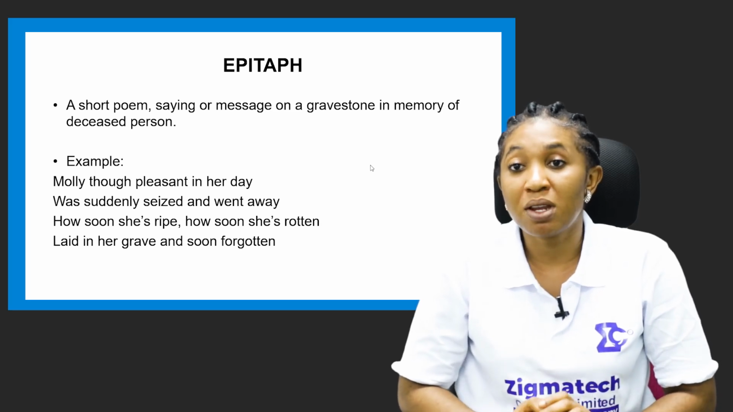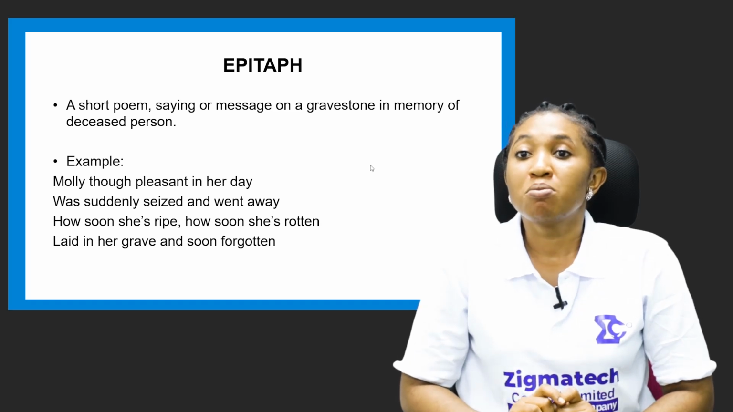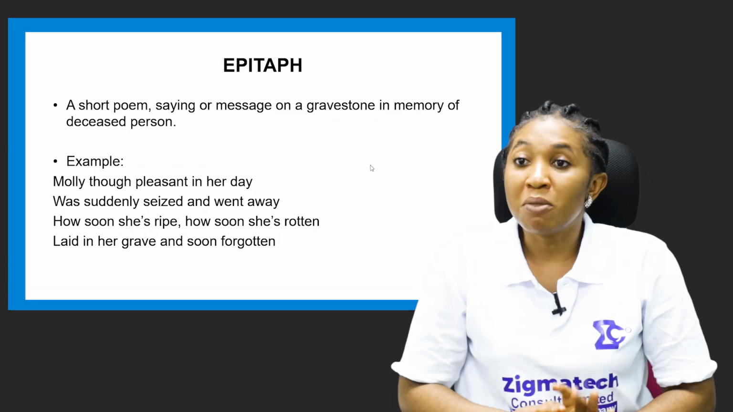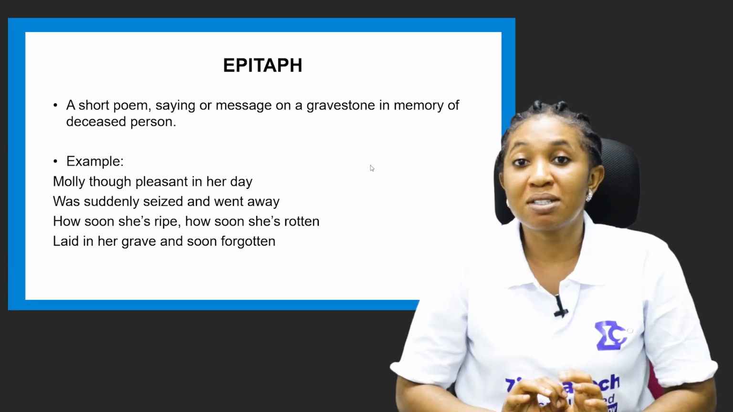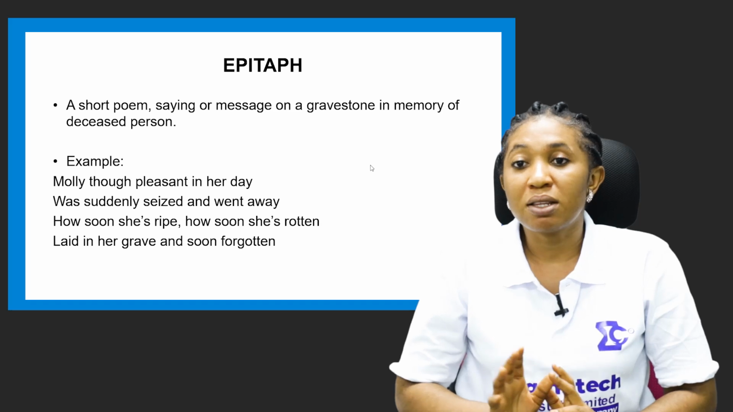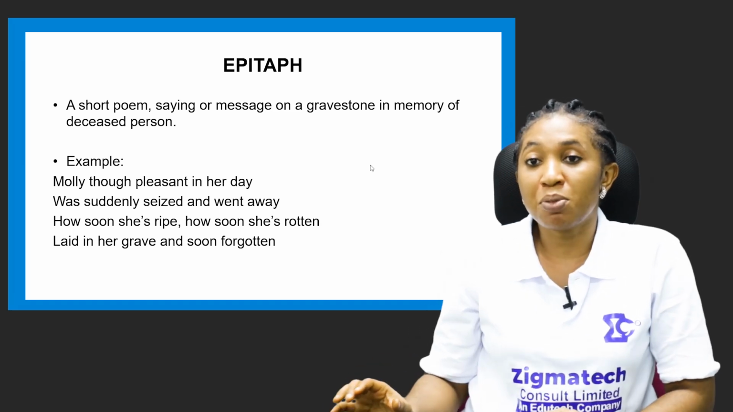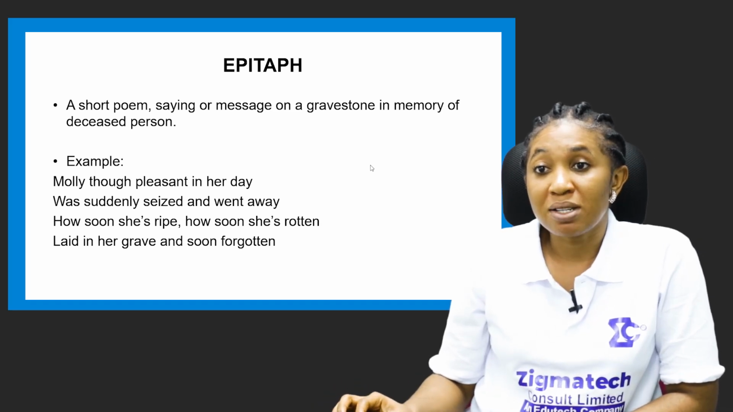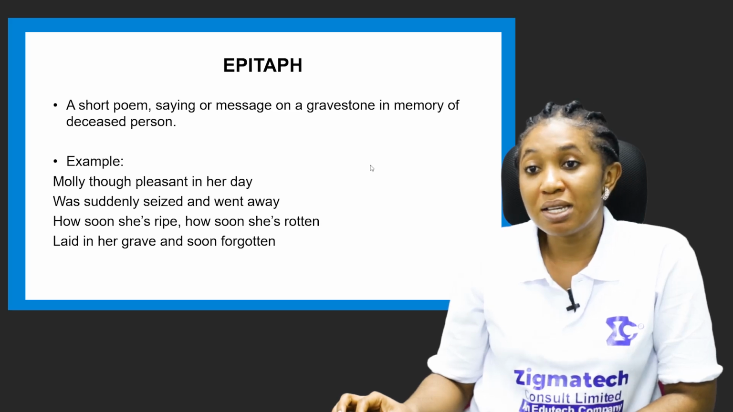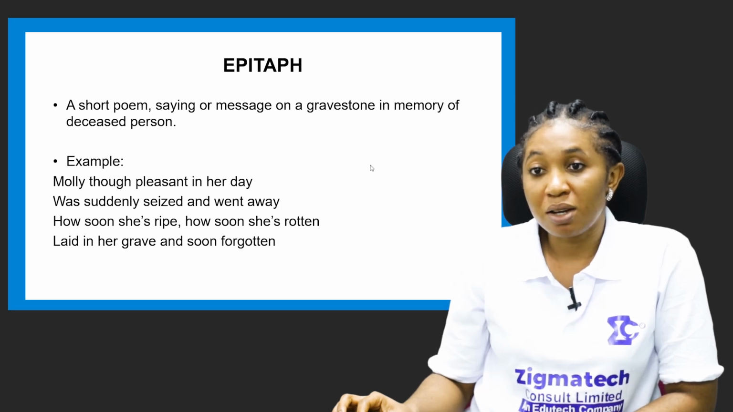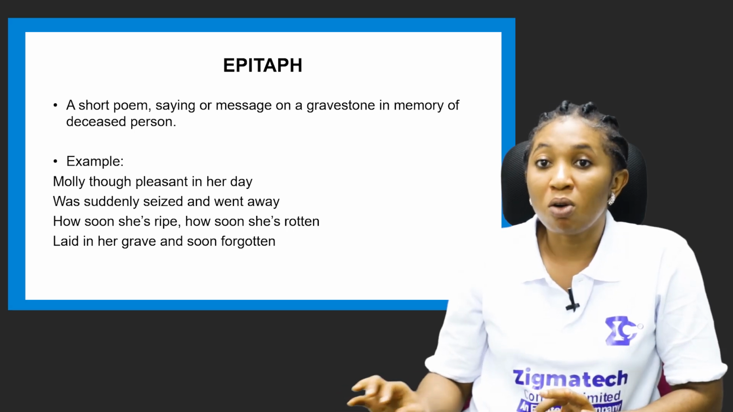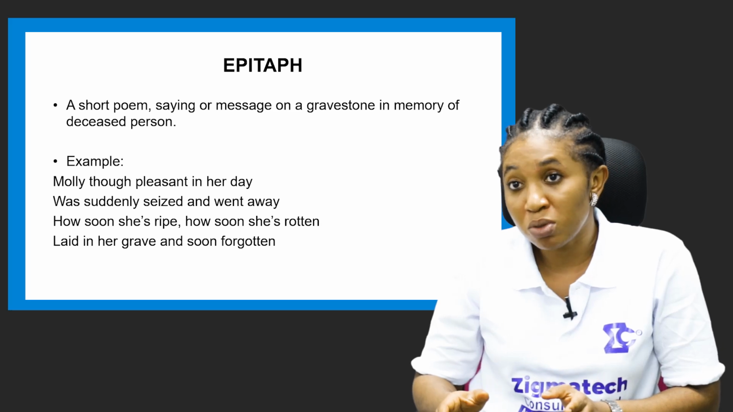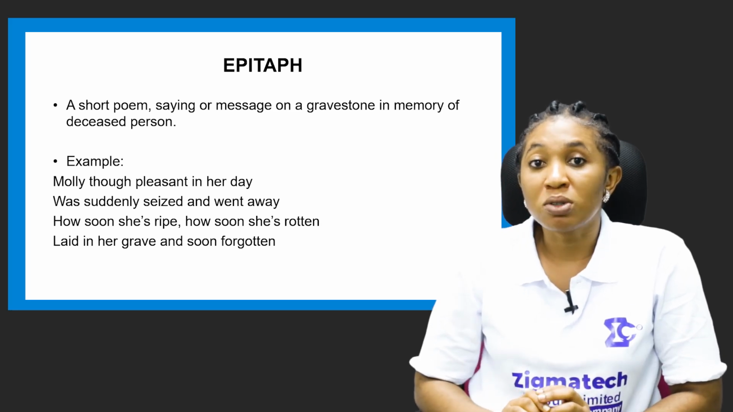What do we mean by epitaph? An epitaph is a short, witty poem, saying or message on a gravestone in memory of a deceased person. The example you have on your screen is an example of what an epitaph is. Molly, though pleasant in her day, was suddenly seized and went away. How soon she's ripe, how soon she's rotten, laid in her grave and soon forgotten. So when you see poems like this on dead people's gravestones, such poems are called epitaph.